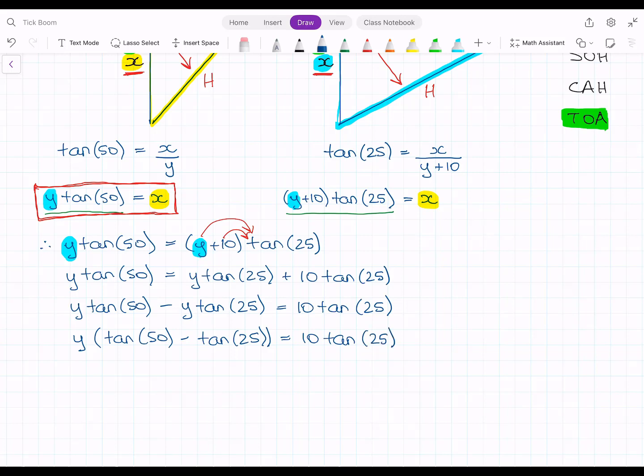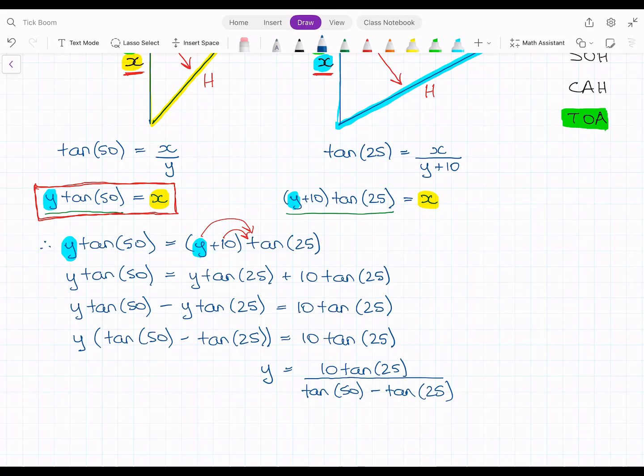And then finally, if I divide both sides by tan 50 minus tan 25, we end up with y is equal to 10 times the tangent of 25, all divided by tan of 50 minus tan of 25. And there we have y.